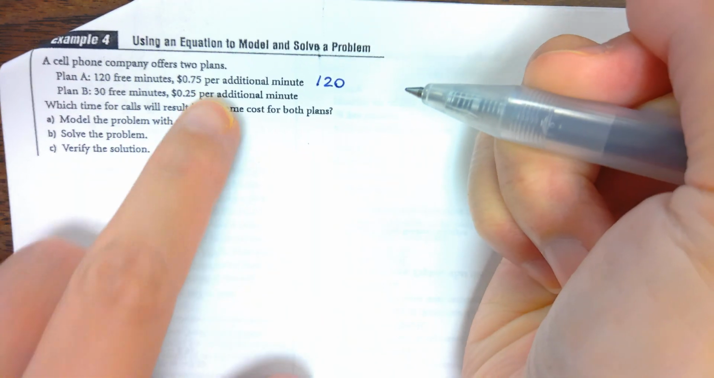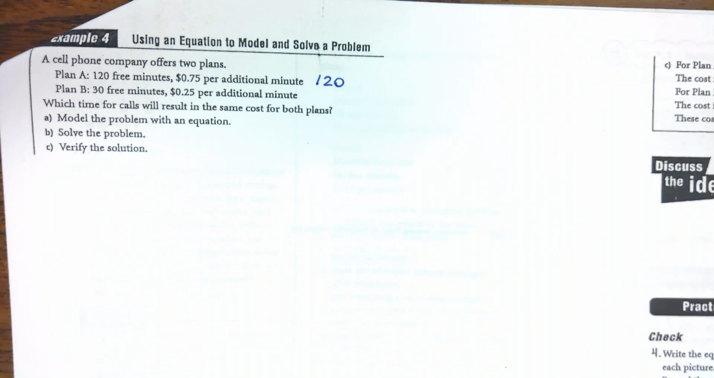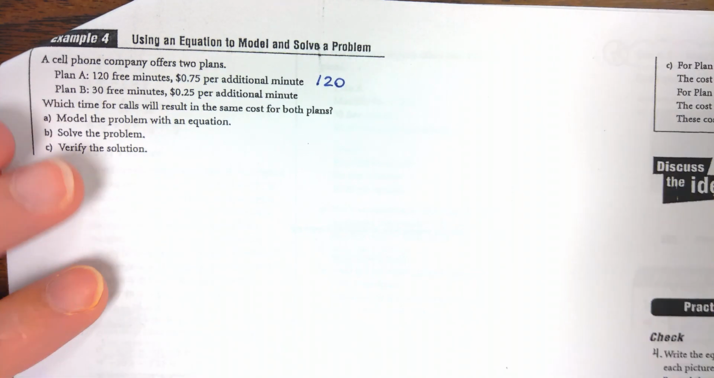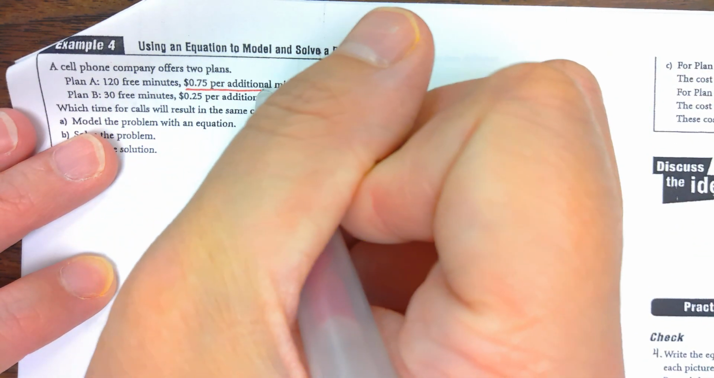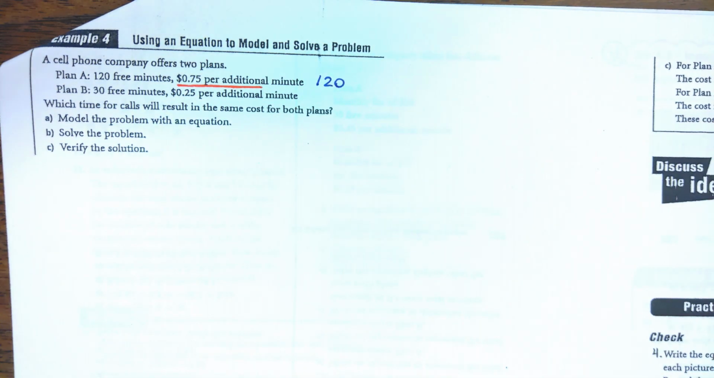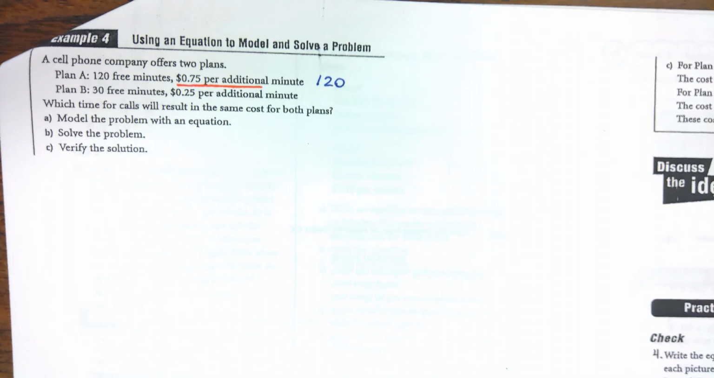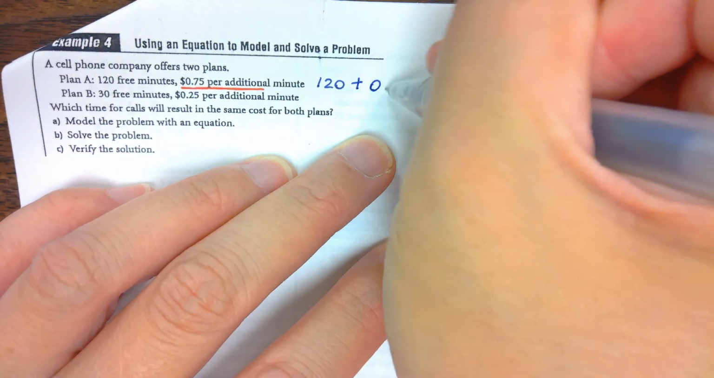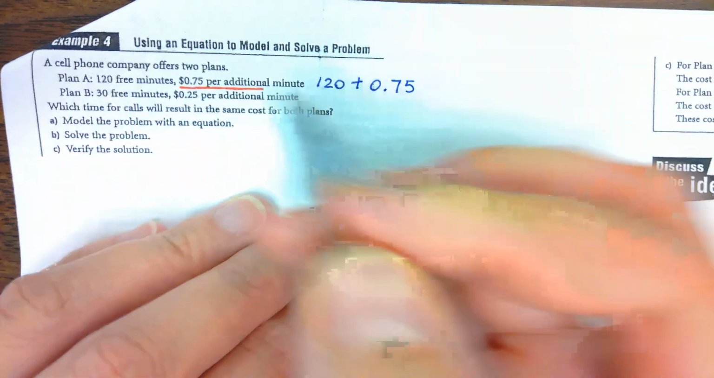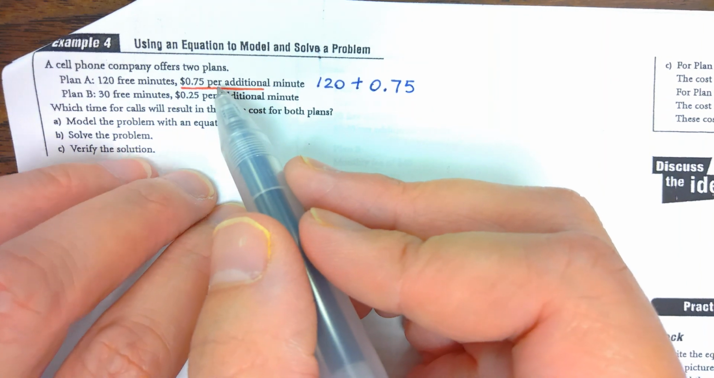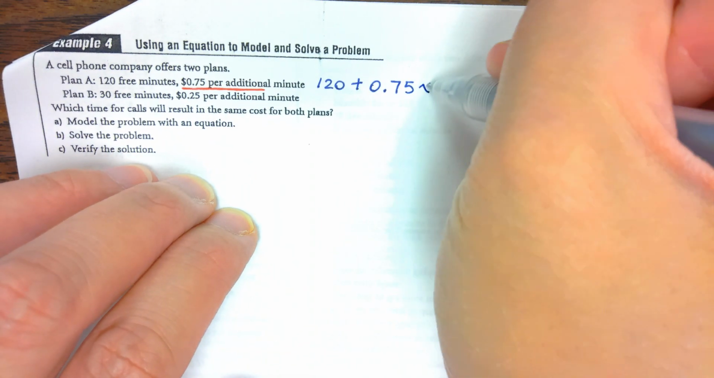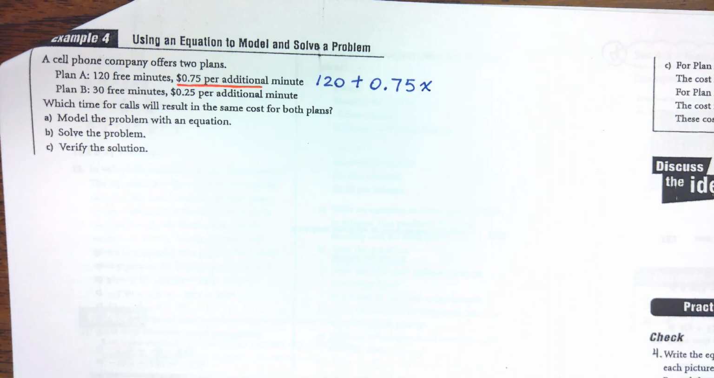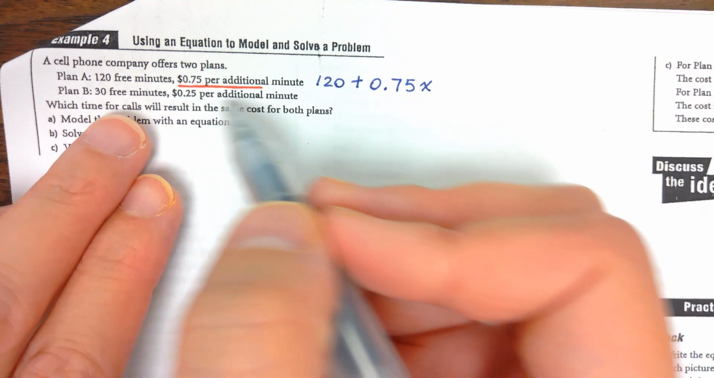So 120 free minutes and then 75 cents per minute. How do I write this, how do I translate this to math? So let's pay attention. Plus 0.35. The "per" is the part that tells you this is where I should put my x. Okay. Then for Bell, can we set it up the same way?